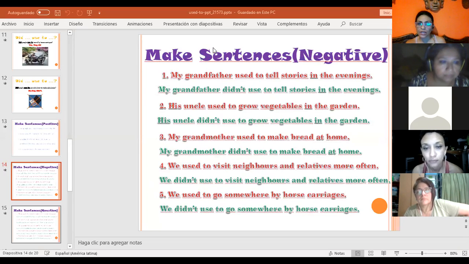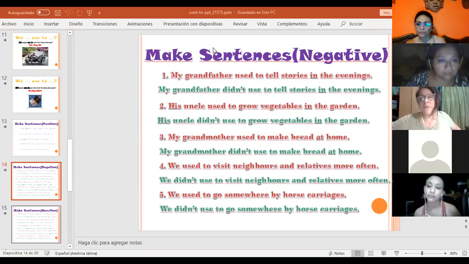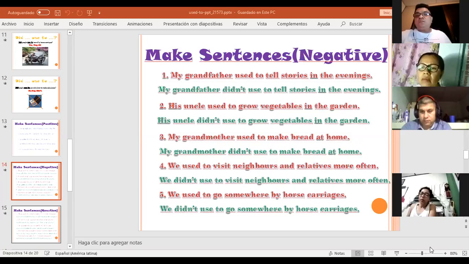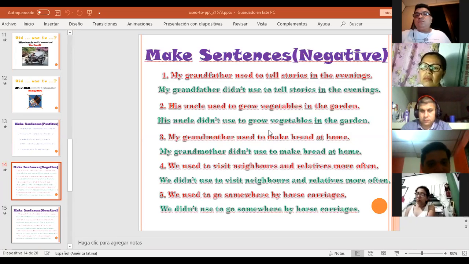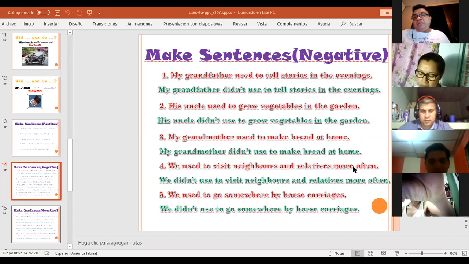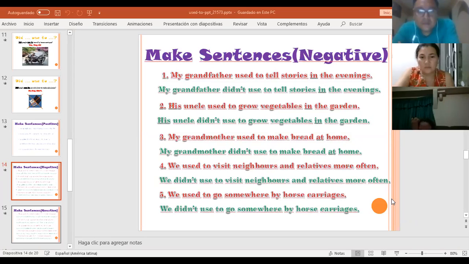Very good. Roxana, can you read sentence number two for the negative ones? His uncle used to grow vegetable in the garden, but negative: his uncle didn't use to grow vegetable in the garden. Very good. Elmer, number three? My grandmother didn't use to make bread at home. Very good. Federico, number four in negative? We didn't use it to visit neighbor and relatives more often. Okay, so we didn't used to. Very good.